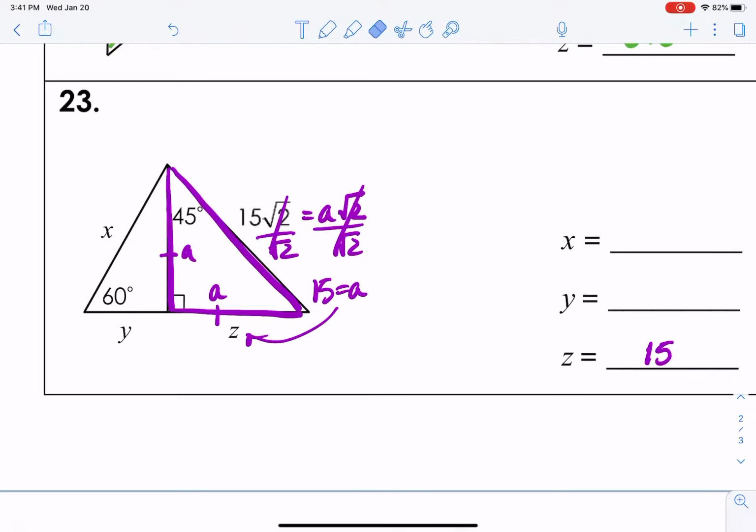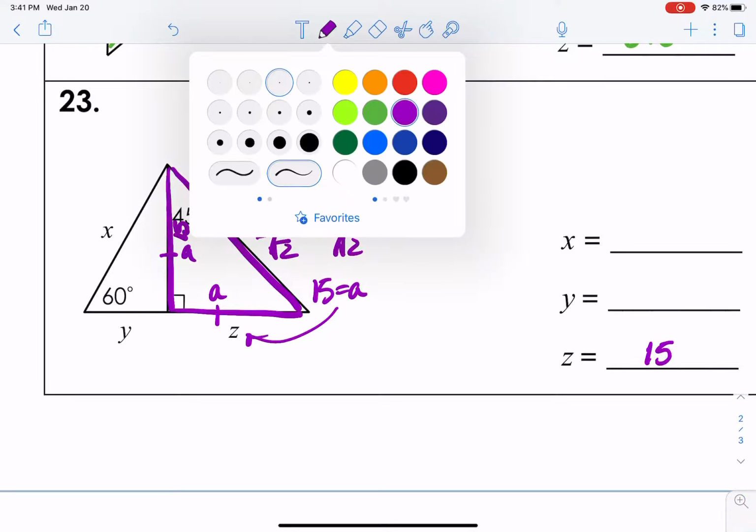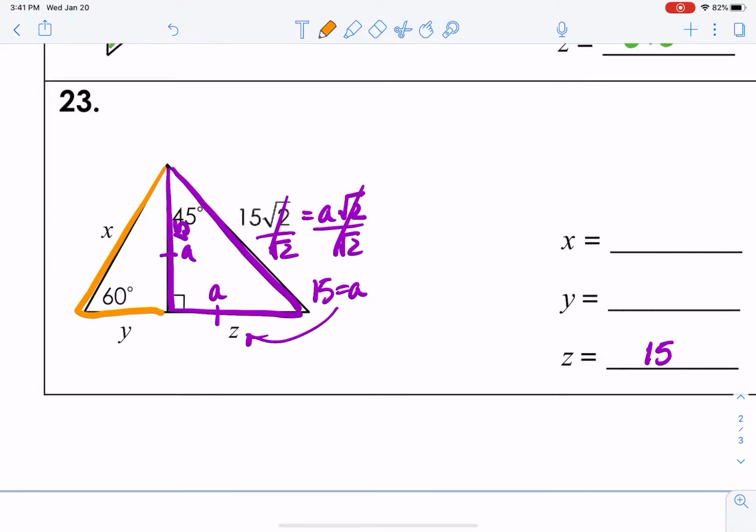And it helps me to identify the other leg, which will be a leg on the other triangle, so this is also 15. So now we look at the 30, 60, 90 triangle. Y is the short leg at B, X is the hypotenuse at 2B, and the other leg is B square root of 3. Except that I know that this is 15.